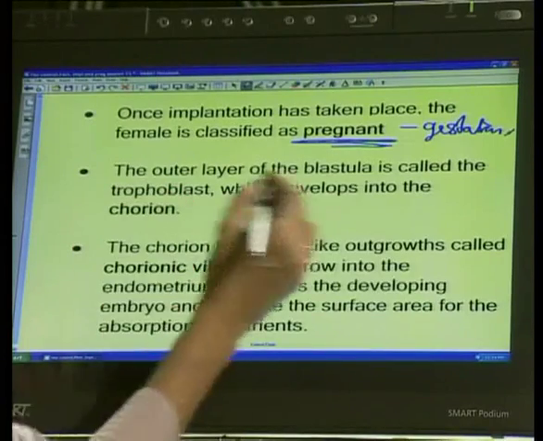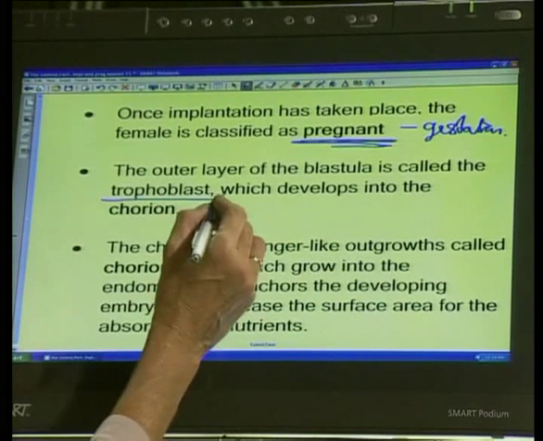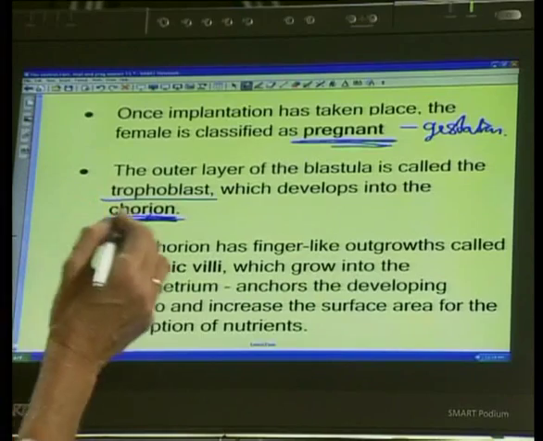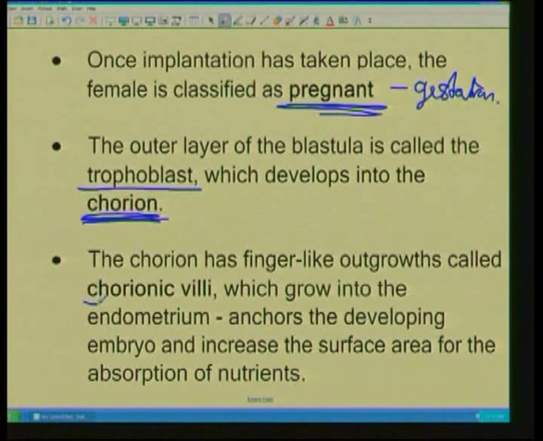Okay, the outer layer of the blastula is called the trophoblast, and that develops into the chorion. Now remember, the chorion, very important. Now the chorion has finger-like outgrowths called the chorionic villi. Villi are little outgrowths, and they grow into the endometrium, as I've just explained to you now, and they anchor that developing embryo, and they also increase the surface area, because remember, they're growing into it at an angle.